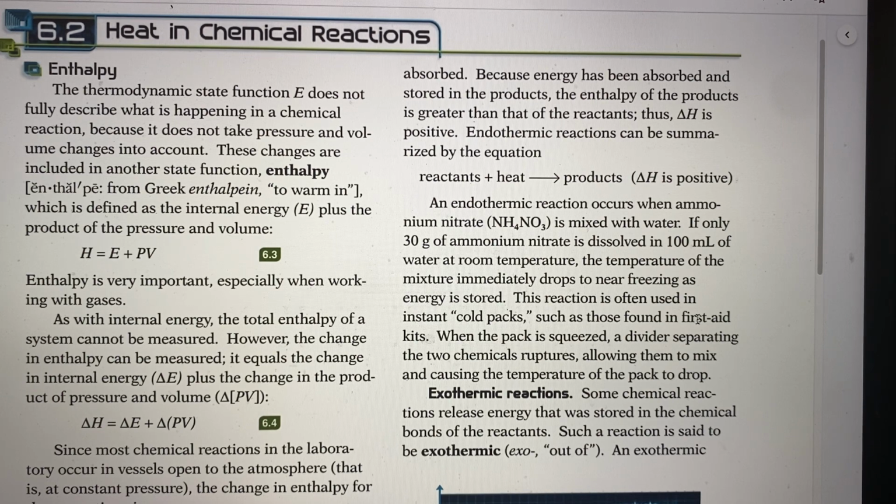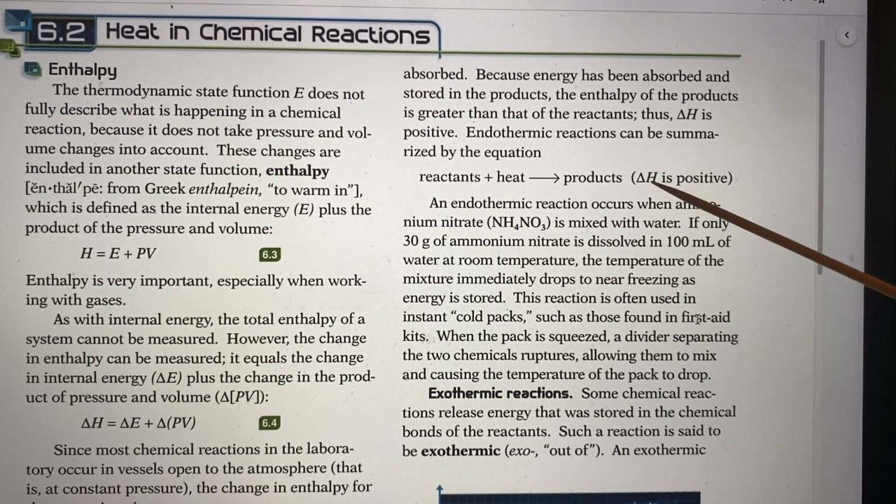So this is an endothermic reaction. You're mixing this with water, and you'll see that the nitrate is dissolved in 100 milliliters at room temperature, and then the temperature drops to near freezing. This is how they do cold packs. You have this mixture and you break the cold pack, and it mixes the ammonium nitrate with water, and then you get instant cold. So endothermics are usually instant cold, and they're always positive. Remember that.